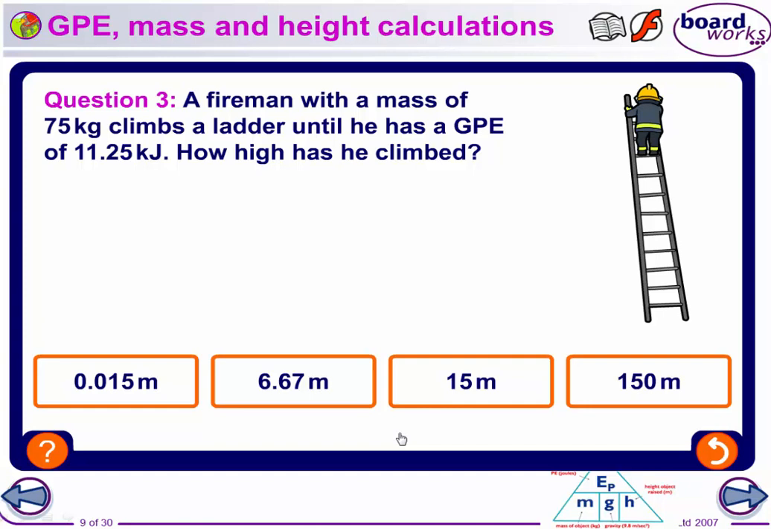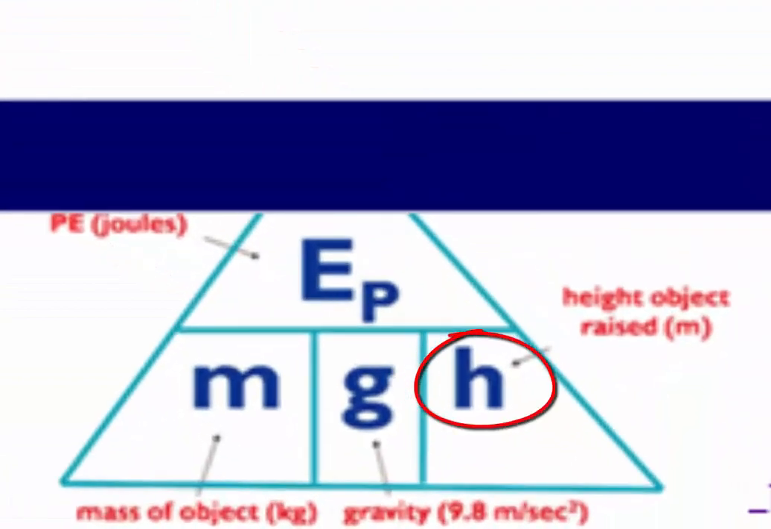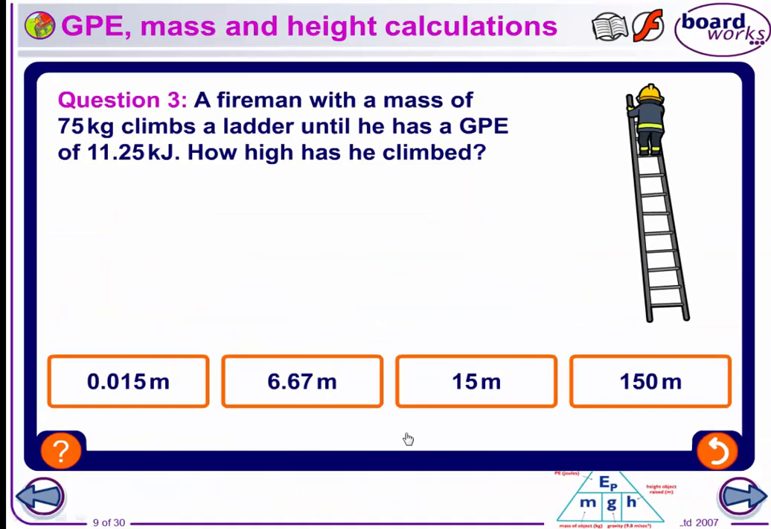a fireman with a mass of 75 kilograms climbs a ladder until he has reached the gravitational potential energy of 11.25 kilojoules. Kilo means 1,000 joules. How high has he climbed? This time you want to find H. So we do the gravitational potential energy divided by mass and divided by 10. So it's going to be 11.25 thousand divided by 75 times 10.